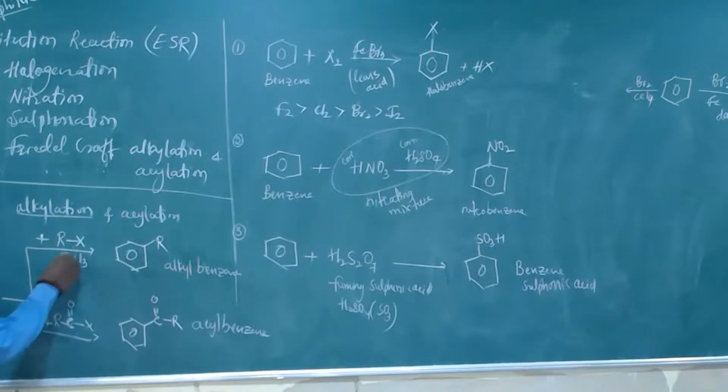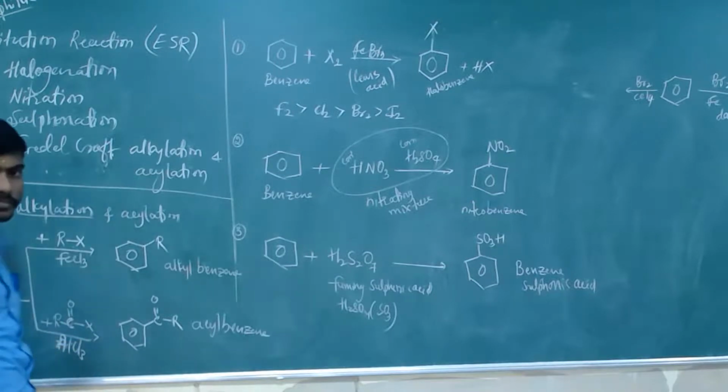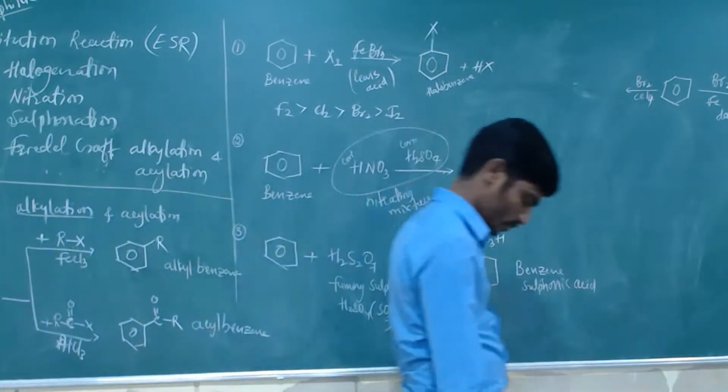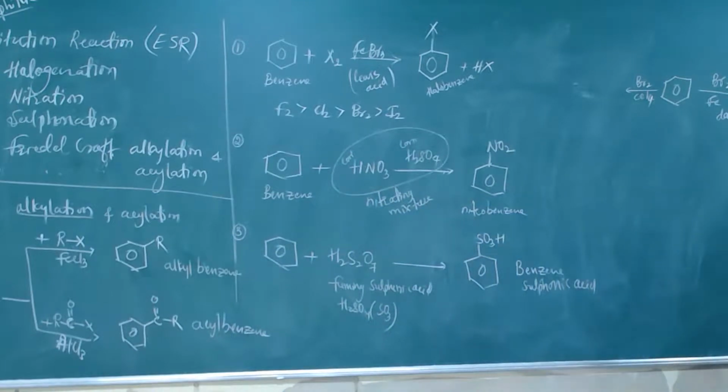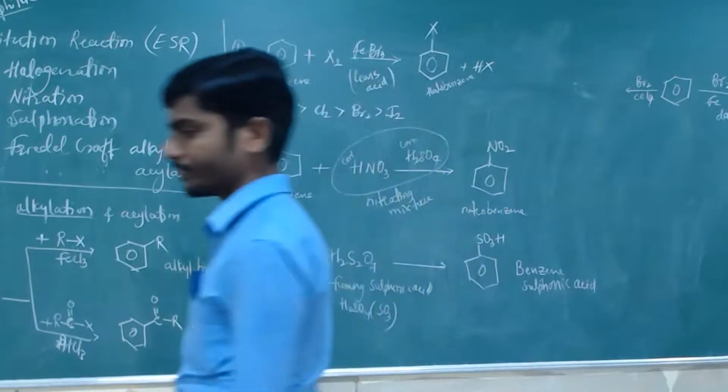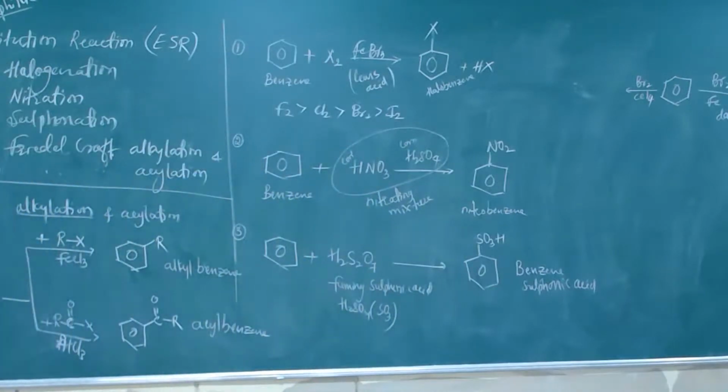The same reaction with a Lewis acid: FeCl3, AlCl3, FeBr3, etc. Friedel-Crafts alkylation and acylation. These are electrophilic substitution reactions, 5 reactions.